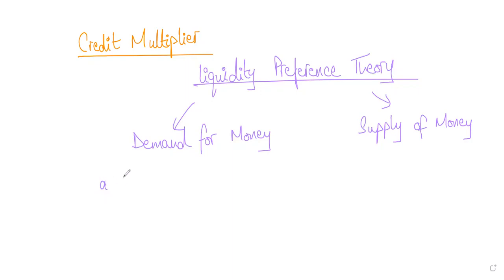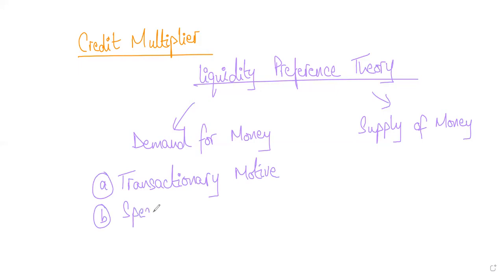And then the third and last is the speculative motive, which is basically that you can either hold your savings in cash form or put your savings in a bank account. If interest rates in the bank are high, you put your money in the bank account. If interest rates are not very high, which means you are not getting a good return on savings in the bank, then you prefer to hold your savings in cash form. So these are the three motives why people want to hold cash.